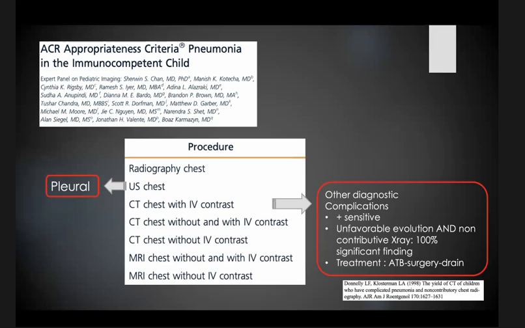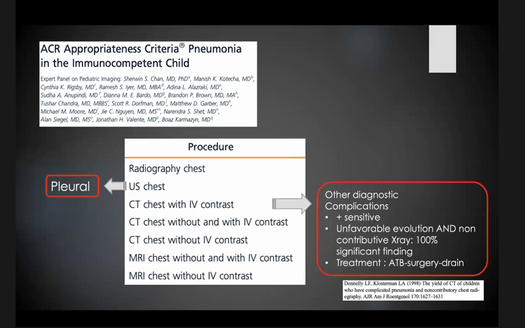So what do we do to assess those complications? If you need more than just an X-ray and you suspect a pleural complication, the ultrasound is the good thing to do. If you suspect you have an unfavorable evolution and a non-contributive X-ray, you can order a CT scan, or to assess if my air fluid level is in the lung or in the pleura.